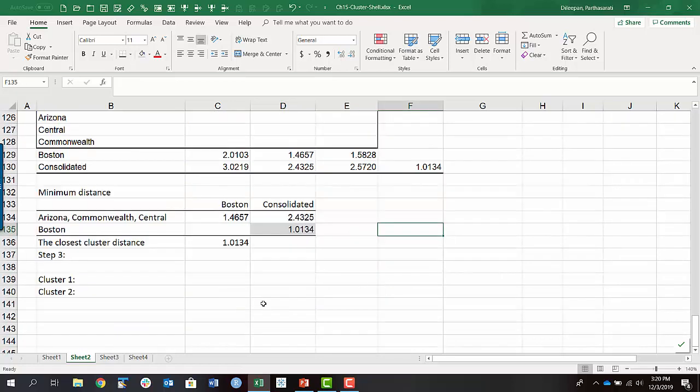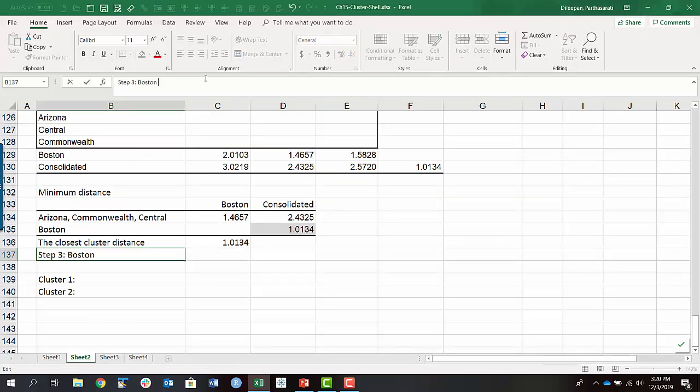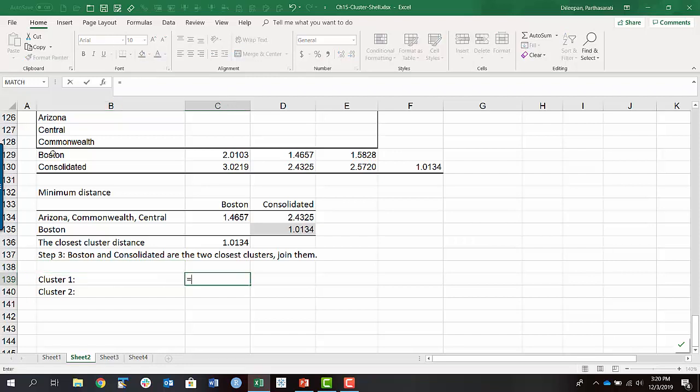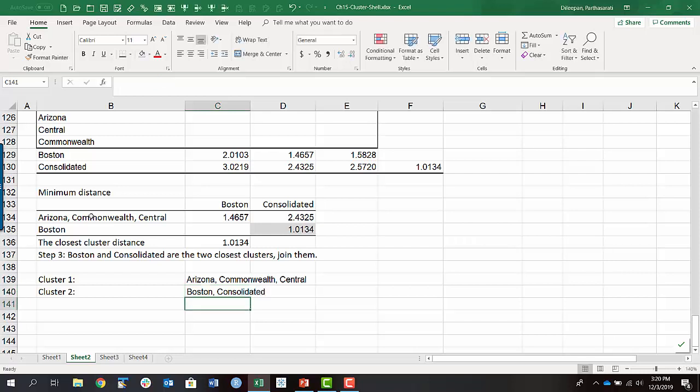Okay, so our step 3 is Boston and Consolidated are the two closest clusters, join them. So now we have that as one cluster, and then Boston and Consolidated as the second cluster.